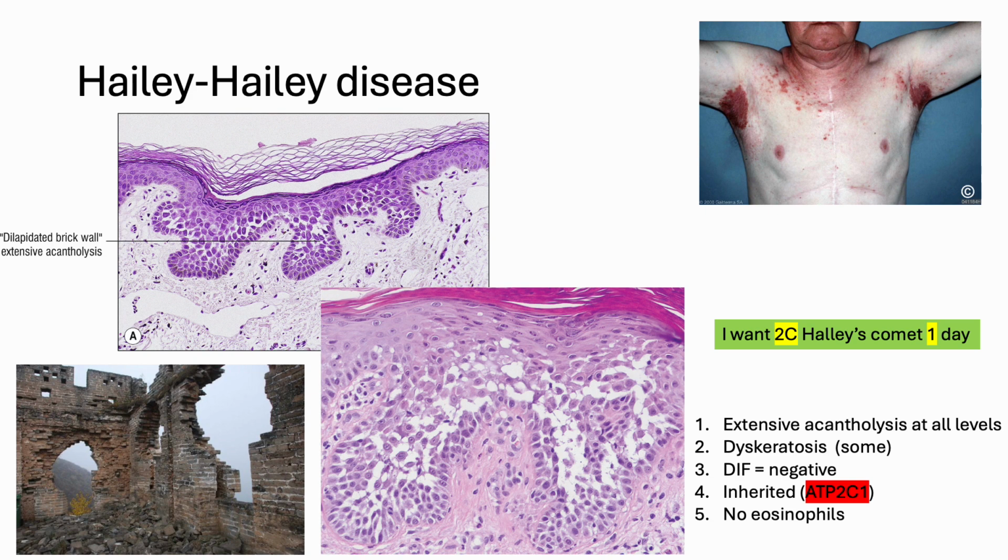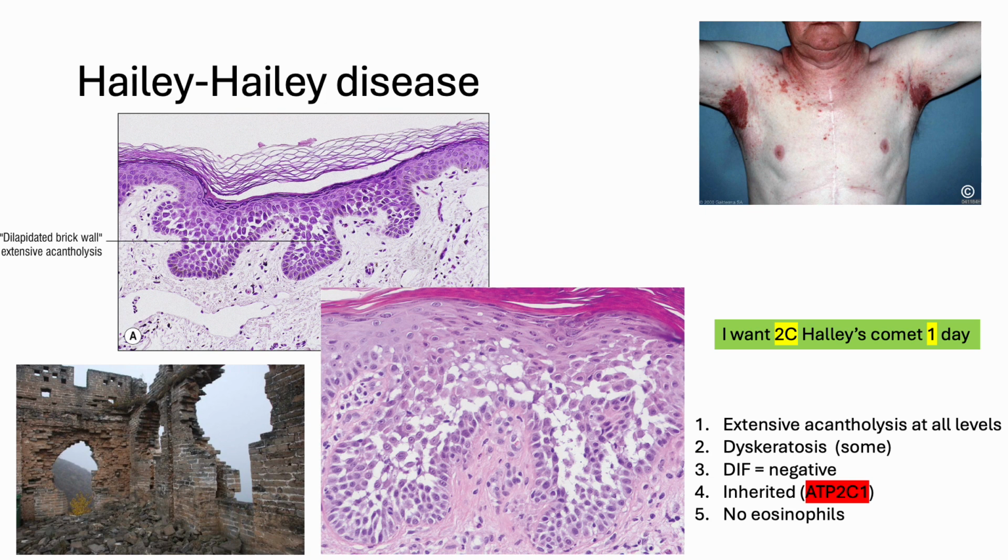In comparison with Darier disease, dyskeratosis is less commonly seen, and if we perform direct immunofluorescence, it is also negative, since it is a dysfunction in the ATP2C1 molecule, which is causing another dysfunction in the desmosome. There are no eosinophils, so even if you are thinking this could be a pemphigus, no eosinophils will give you a hint that this is probably Hailey-Hailey disease.